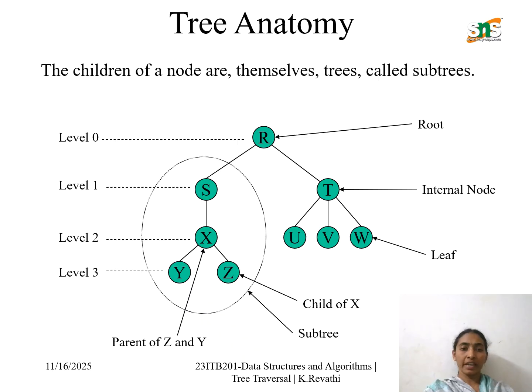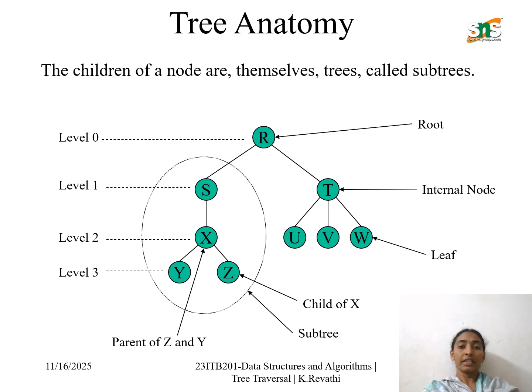Before moving into traversal, let's quickly recall the structure of a tree. Already we know that a tree has one root node, internal nodes, and leaf nodes. Each child of a node forms its own subtree, that means a left subtree and a right subtree. Nodes exist at different levels starting from level 0, and level 0 has the root node. Understanding this layout will help you follow the traversal easily.